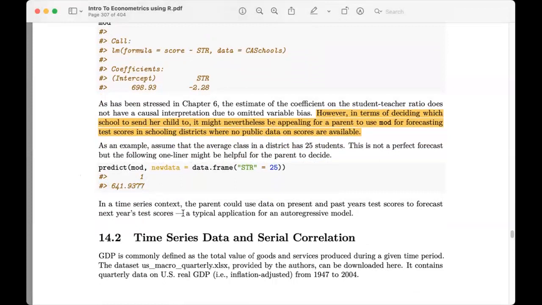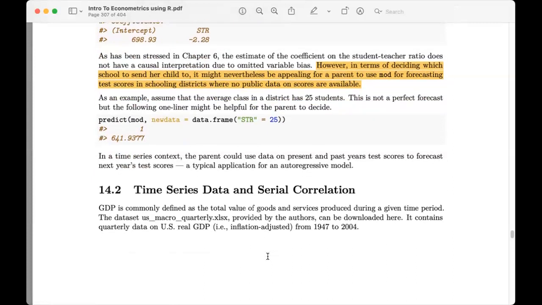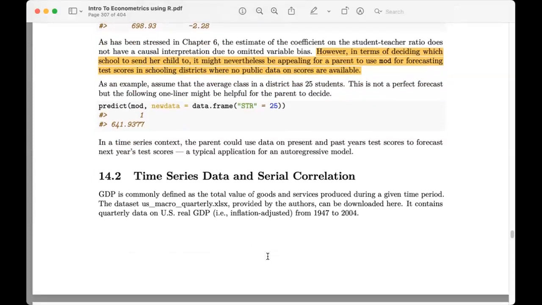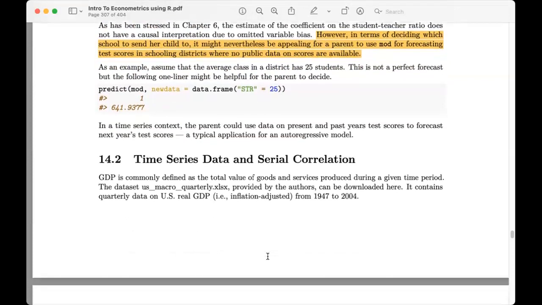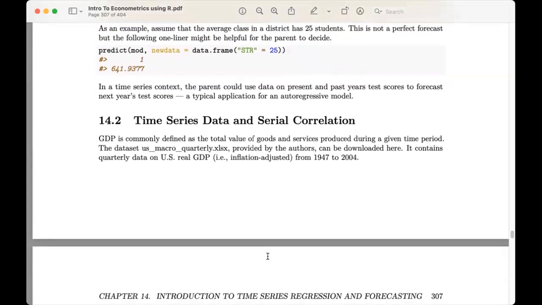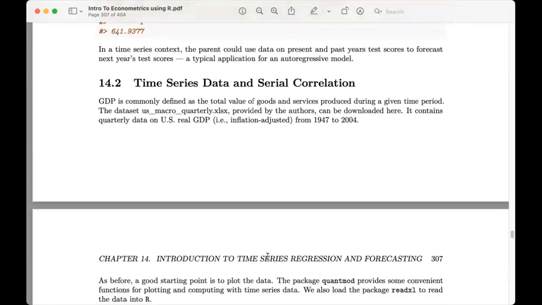However, in a time series context, the parent could use data on present and past years' test scores to forecast next year's test score. A typical application of an autoregressive model. So now he's trying to motivate the whole idea. Now he's showing us examples of time series data and what they look like, and the concept of serial correlation, autocovariance, and things like that. Common time series data includes GDP.